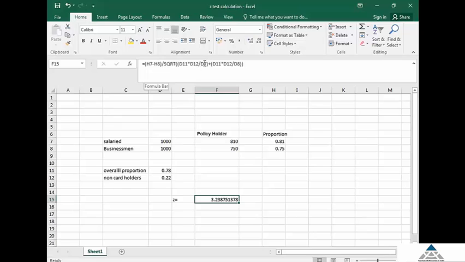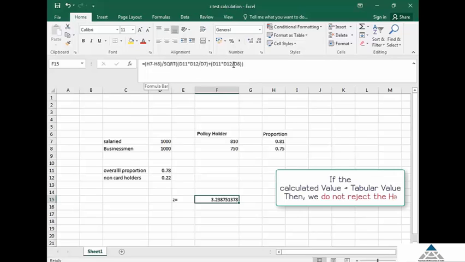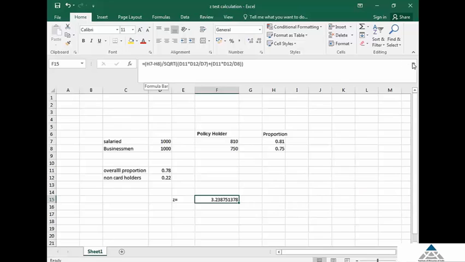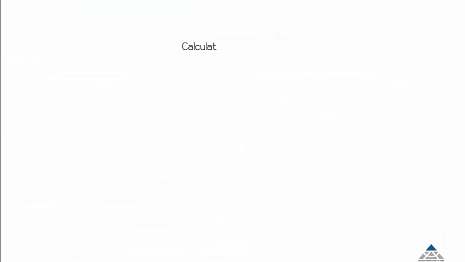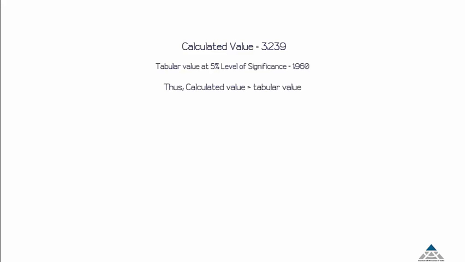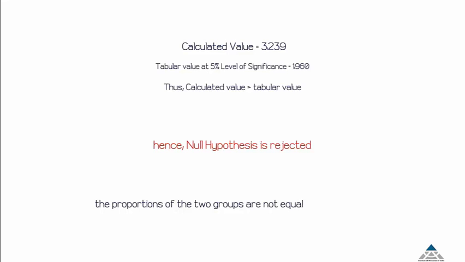If we recall what we saw in our earlier video, if the calculated value of the test statistic is less than the tabular value, then we do not reject H0. Over here, the calculated value is 3.239. The tabular value at 5% level of significance in a two-tailed test would be 1.96. Thus, the calculated value is greater than the tabular value, hence, we conclude that the null hypothesis is rejected, which means that the proportions of the two groups are not equal to one another.